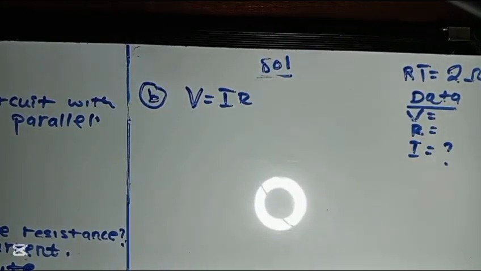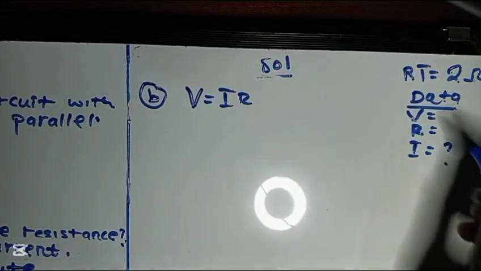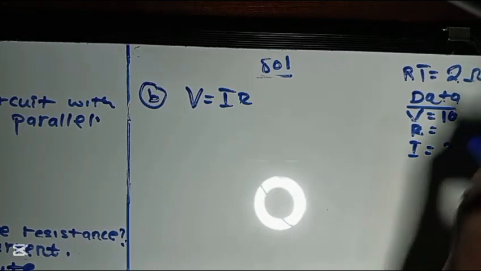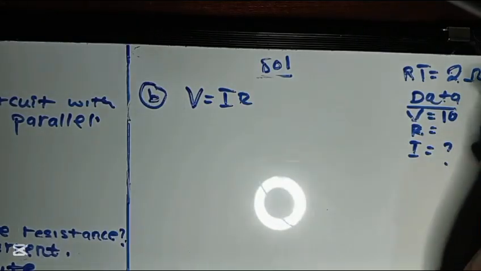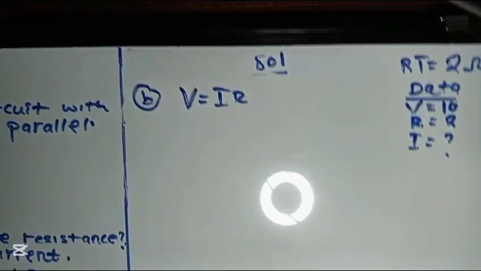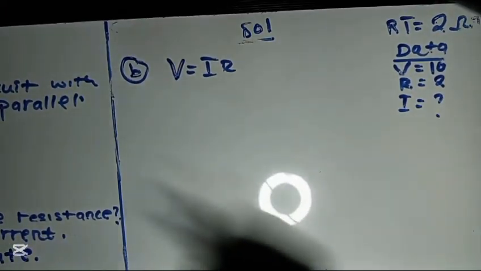Since they have said calculate total current, all the data that we have should be total. So what is our total voltage? Remember from the battery we had the 10 volts. Then our total resistance is the one that we answered in our first question, which was 2 ohms. So provided the data we have, we can answer the question.